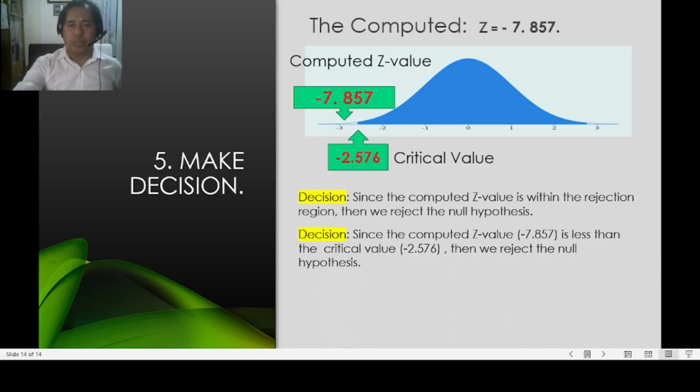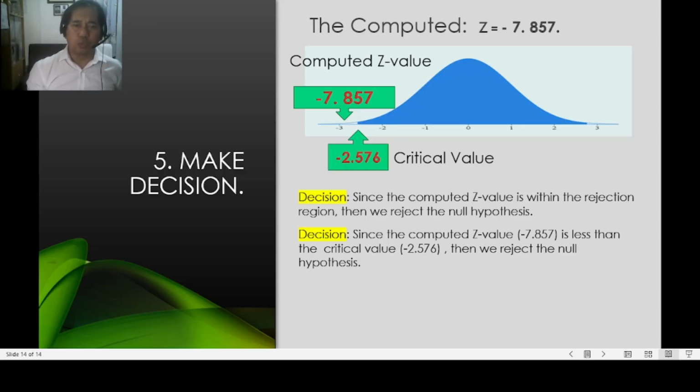Since the computed z value, which is negative 7.857, is less than the critical value, negative 2.576, then we reject the null hypothesis. So those are the decisions that we are going to make.